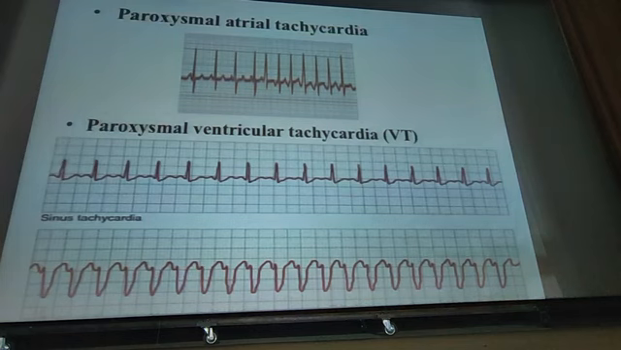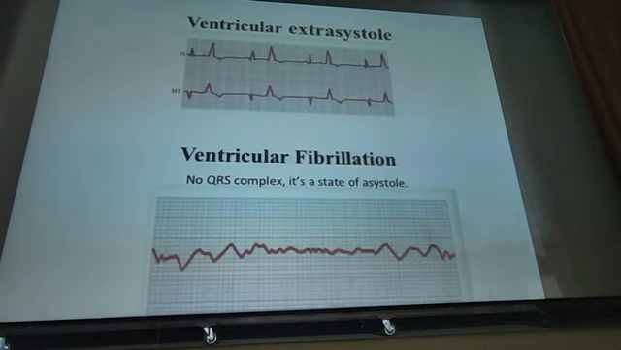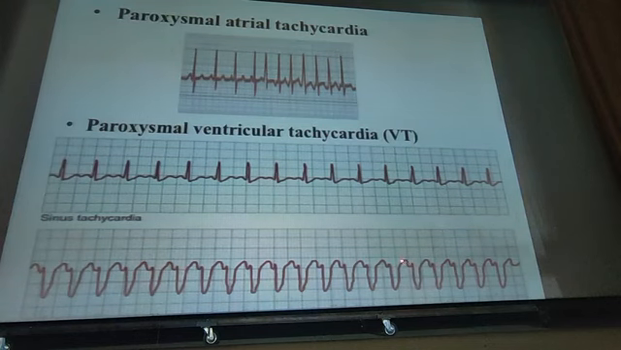Sometimes in VT you can't see all the waves. You can't recognize them; only the QRS waves widen and it is so rapid that you can't recognize the waves. To compare, this is atrial with a narrow QRS, and this is ventricular with a wide QRS.